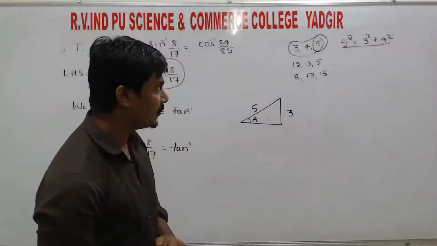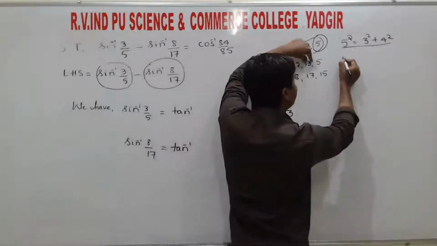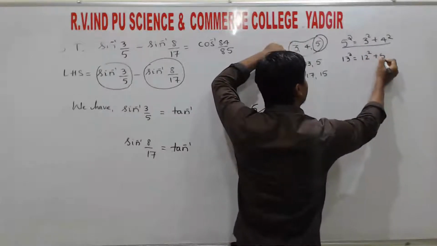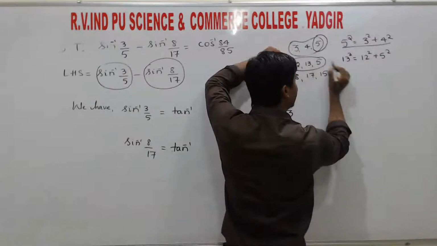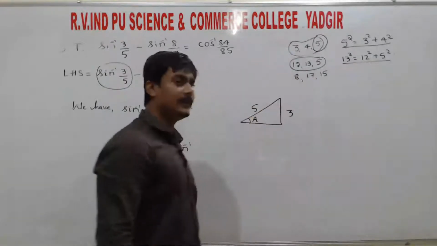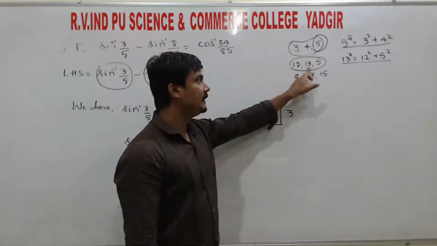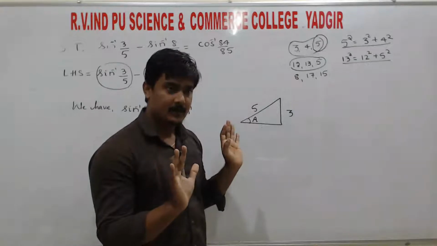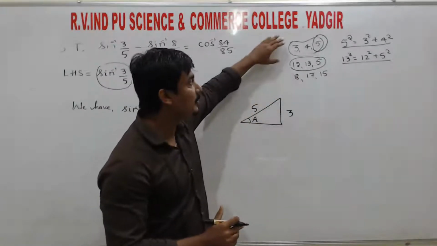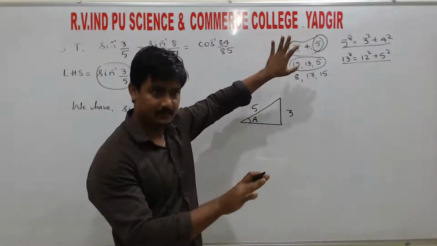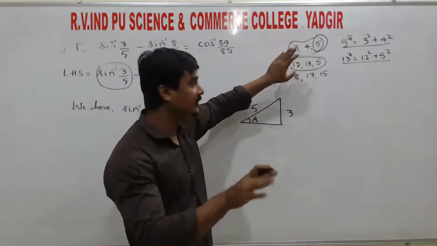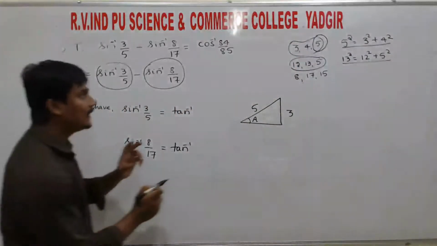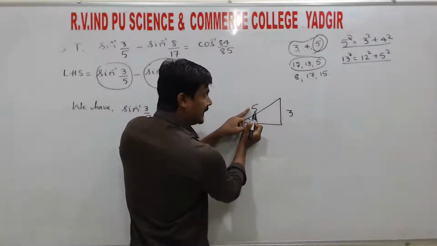Here also you can check, dear students, the square on the longest side, 13 square, that is 169, is equal to what? 12 square plus 5 square. Since these three numbers satisfy the Pythagoras theorem condition, we call them Pythagorean triplets. You need to remember these three standard triplets. In many of the questions, we frequently come across these three. In many, I didn't say all, but in many of the problems, we come across these three triplets. Now here one side length is 3, another side length is 5.